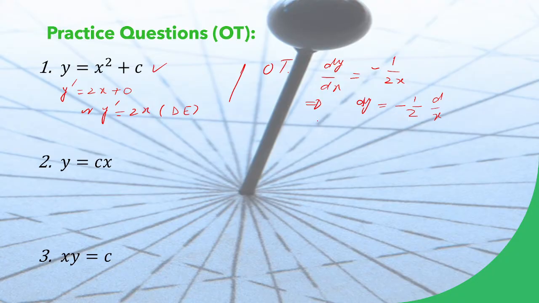Integration on both sides will give you y is equal to minus 1 by 2 into log of x plus some arbitrary constant c. So that is the family of curves which will be orthogonal to the given family.